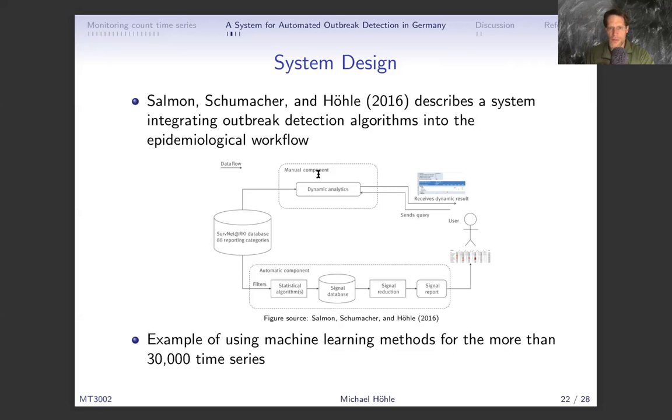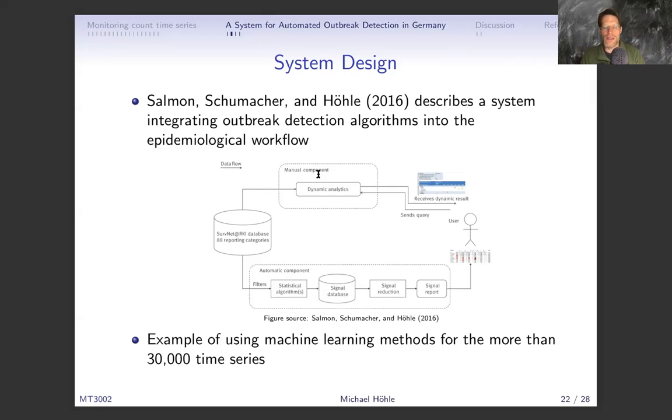But the interesting part is also, of course, how did we do the signal detection? That's what is interesting for this course. There, very much in discussion with the epidemiologists, we realized that there are two parts they want. They want an automatic report once a week, which gives them a summary of what's happening, and this is something you can study.